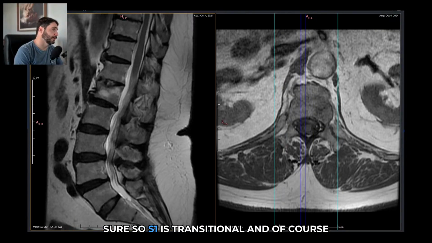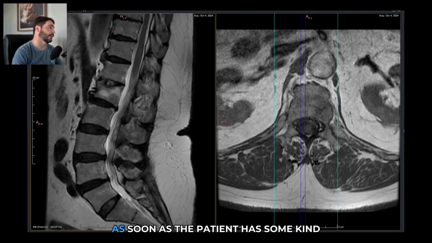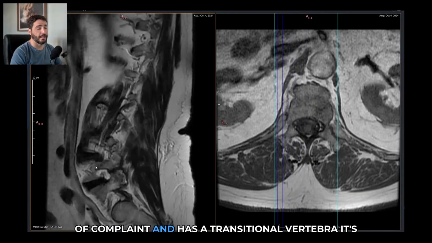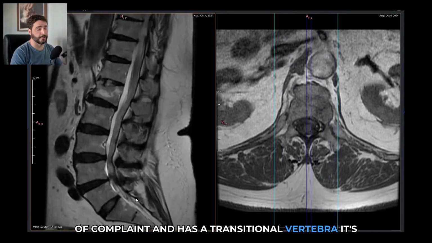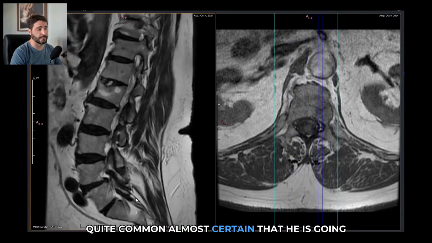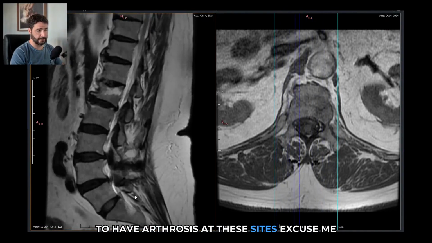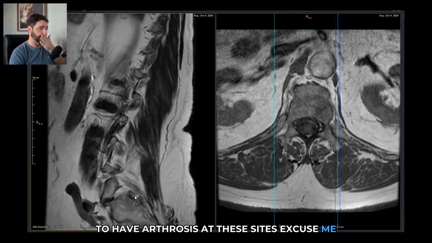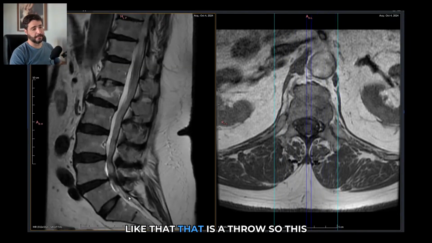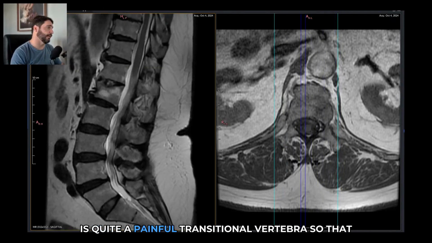So S1 is transitional, and of course, as soon as the patient has some kind of complaint and has a transitional vertebra, it's quite common, almost certain, that he is going to have arthrosis at these sites. Excuse me, like that. That is arthrosis. So this is quite a painful transitional vertebra.